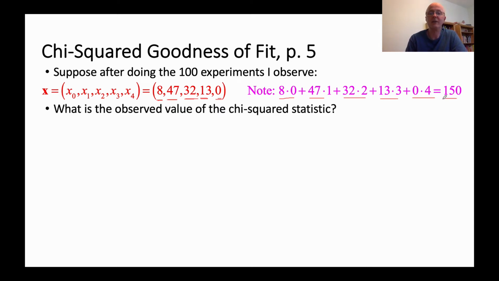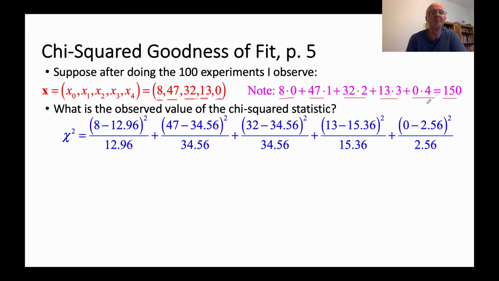What is the observed value of the chi-square statistic? Use the formula. Here it is. In each case, notice I'm taking the observed minus expected quantity squared divided by expected. 8 minus 12.96 quantity squared divided by 12.96, that would be the observed value of the number of times I make 0, minus the expected number, which was 12.96 because the probability of making 0 was 0.1296, quantity squared divided by the expected. And I do that for each one of these. 47 minus 34.56 quantity squared divided by 34.56, etc.